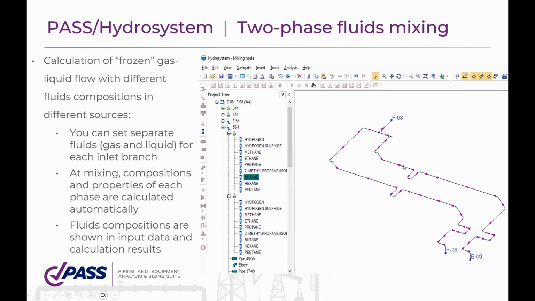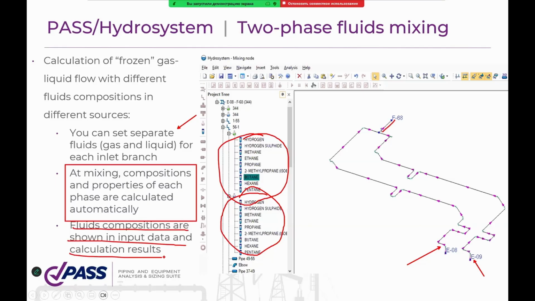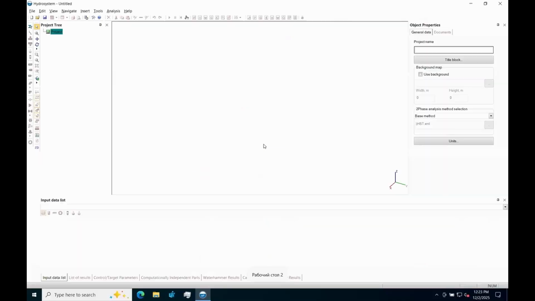It works the same as for one-phase flow. You can specify fluids, gas and liquid, for each inlet branch. So for instance, here you have one composition, here you have the other composition with its own flow of components. And what will happen at mixing, the compositions and properties of the phases will be calculated by the software automatically. And you can see the calculation results, what compositions, what properties of the fluid in each piping component. Allow me to demonstrate this feature to you.